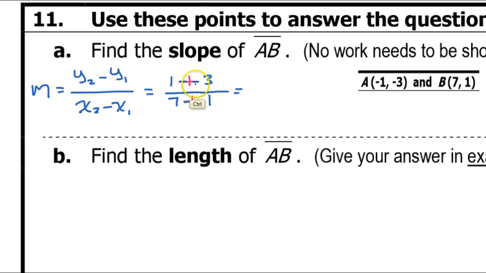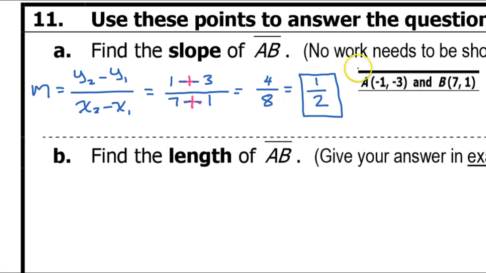So we will wind up with 4 over 8. And we will not leave it like this. We will definitely reduce down to 1/2. Alright, for full credit, you need to reduce. So this is the slope.